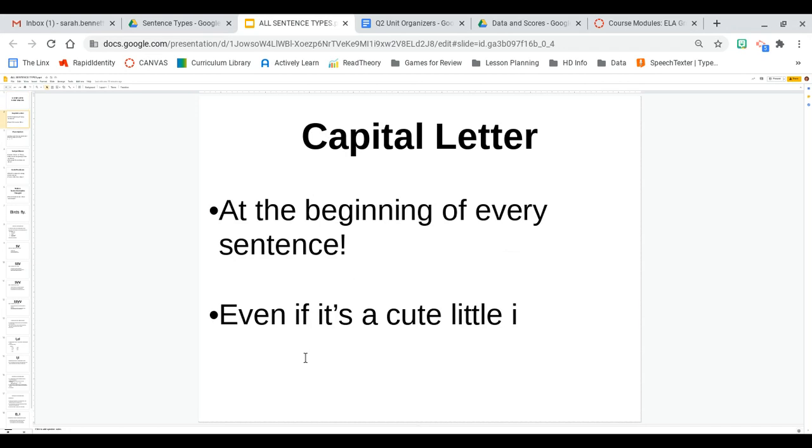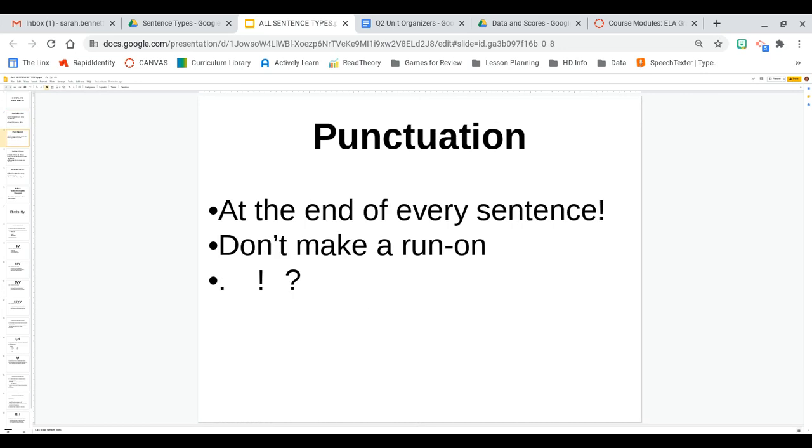All right, the first thing that every sentence has to have, capital letter. You have to have a capital letter at the beginning of your sentence, even if it's cute little I, because I know ladies sometimes like to put the I with a little heart above it, make it look all purty and everything, but that's not accurate. So then it makes it an incomplete sentence. You have to have a capital letter at the beginning of every sentence.